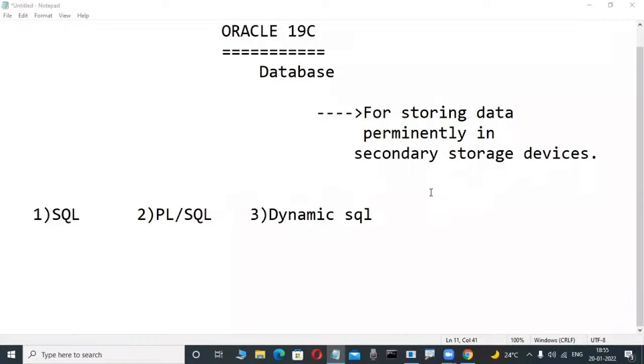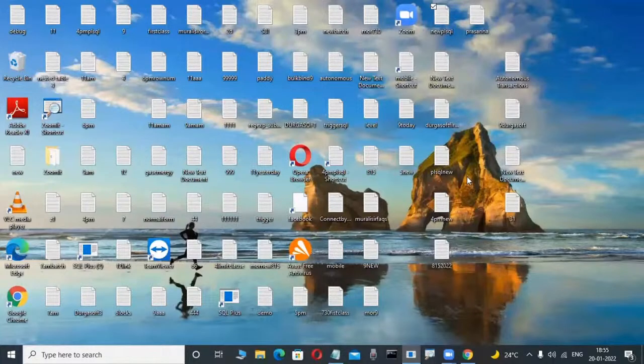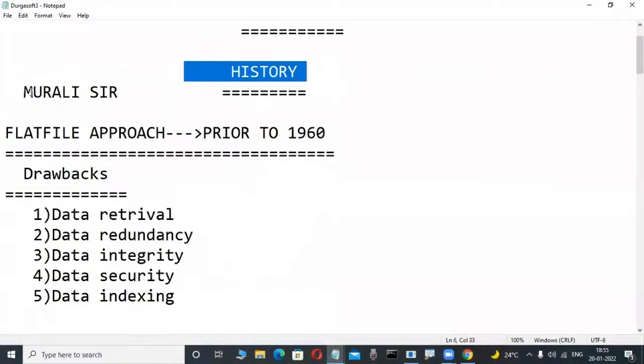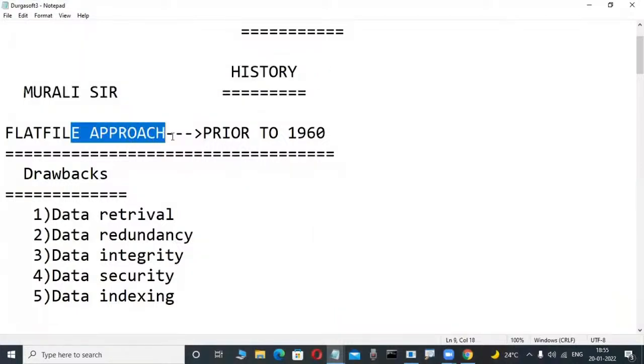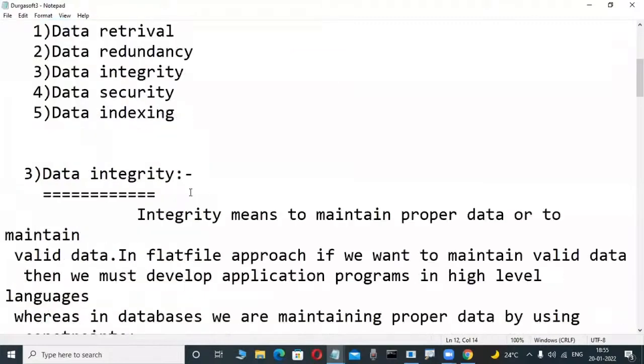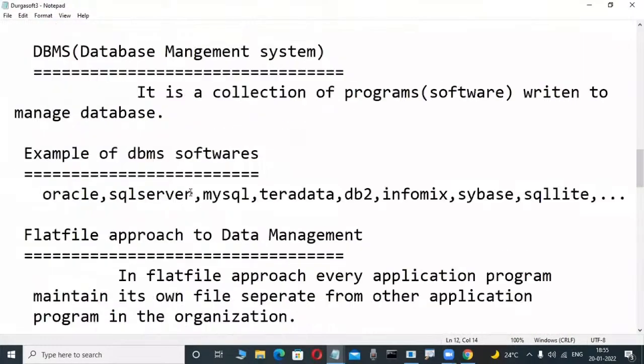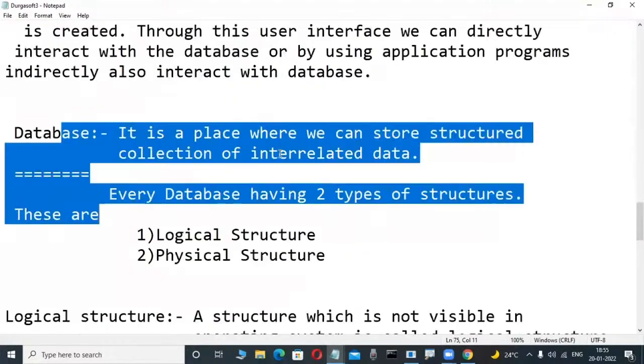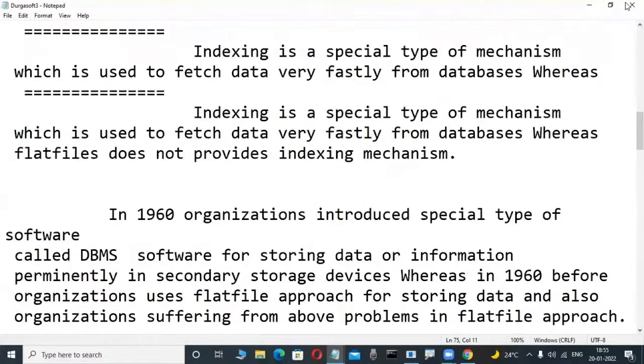In this course, we are covering SQL, PL/SQL, and dynamic SQL. One of these days, we will also tell the history. Not Murali Sir's history, but the history of databases. In the olden days, the flat file approach was there, and what the drawbacks are, we will learn in the middle of the course. Then what is a database, and what are the differences between DBMS and RDBMS. These are all the things we are learning one of these days.